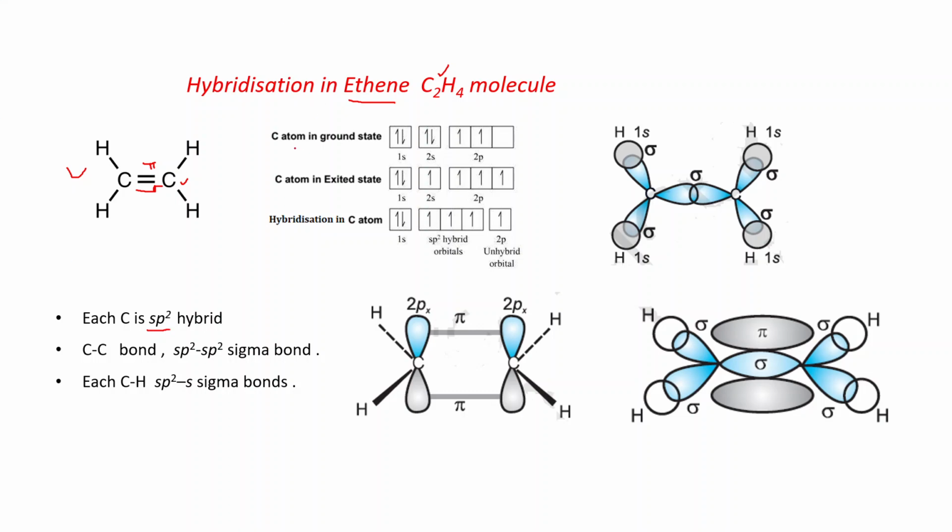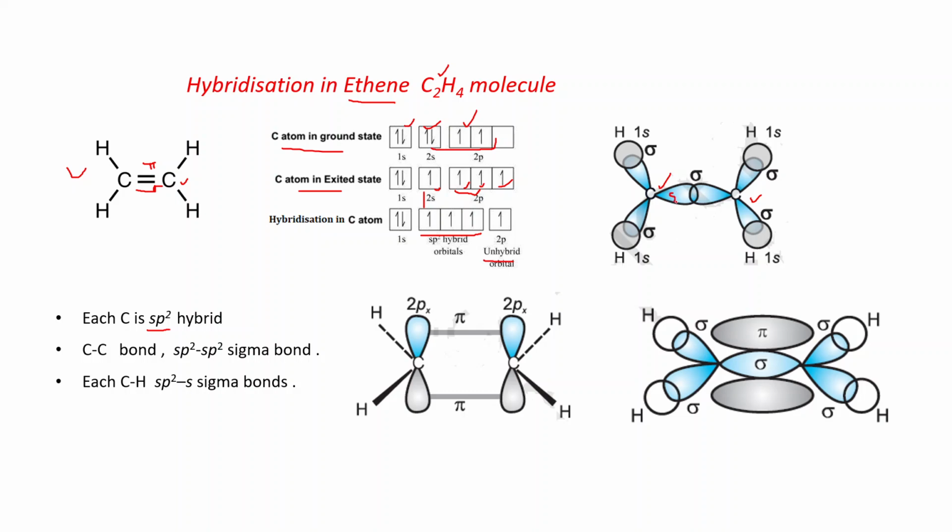Now let us see the carbon atom in the ground state again. This is 1s2, 2s2, 2p2. In the excited state, one electron from 2s will jump to the 2p, and we get this configuration, with 2s singly occupied and each 2p orbital singly occupied. But for the sp2 hybridization, one 2s and two 2p orbitals undergo sp2 hybridization and one p orbital remains unhybridized. Is it clear? Now, these sp2 hybrid orbitals are arranged in a trigonal planar way, for this carbon and for this one too.